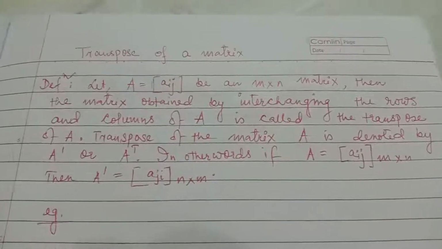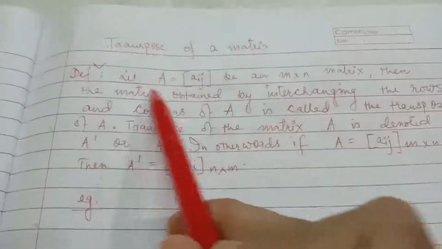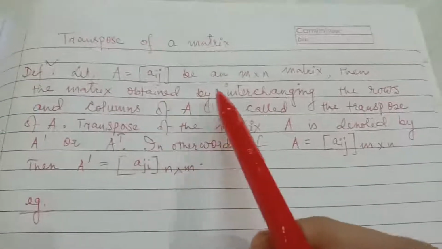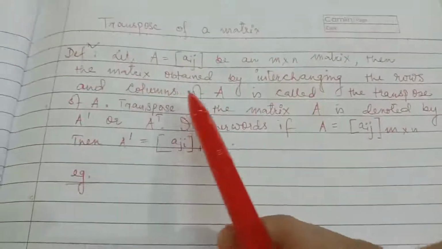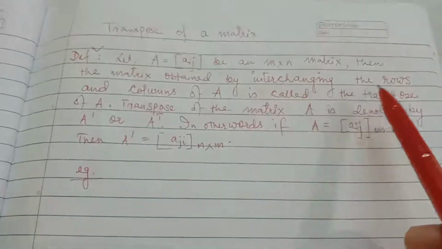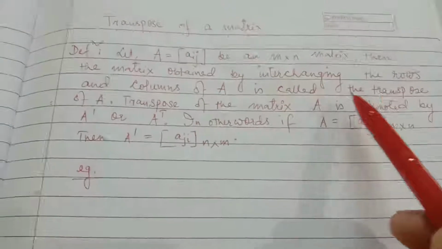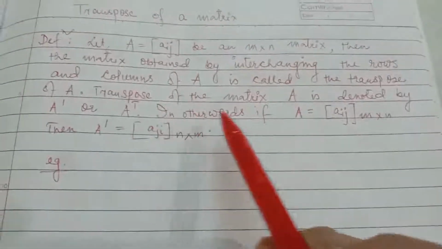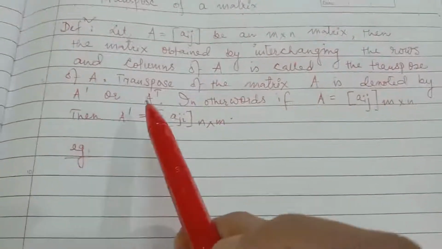Transpose of a matrix. Let us start with the definition. Let A equal to [aij] be an m by n matrix. Suppose A is any given matrix of order m by n. Then the matrix obtained by interchanging the rows and columns of A is called the transpose of the matrix A. Transpose of the matrix is denoted by A dash or A^T.